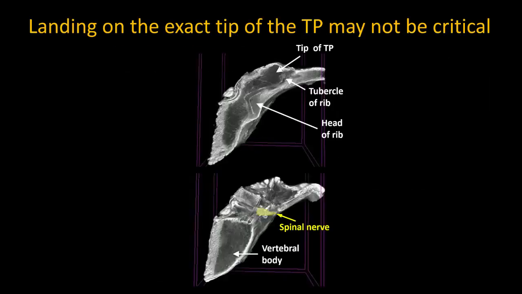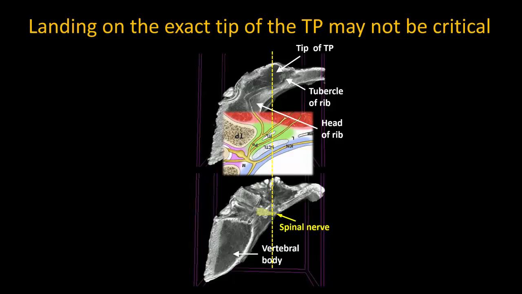However, having said that, the second fact that has occurred to me is that it probably doesn't matter if you are a little bit lateral or medial to the tip of the transverse process when you're injecting. These images at two different transverse planes show you how the rib and transverse process articulate. The tip of the transverse process articulates with the tubercle on the neck of the rib.